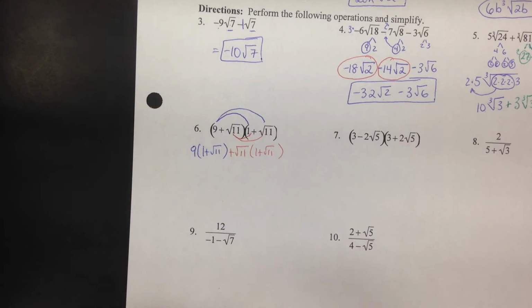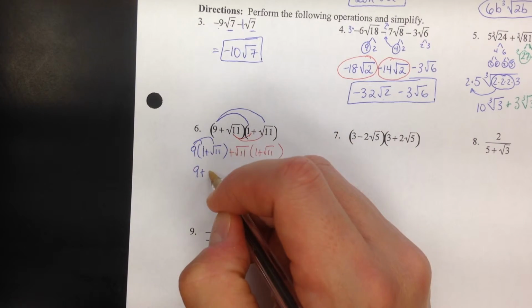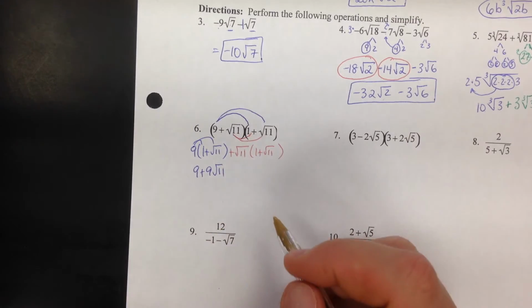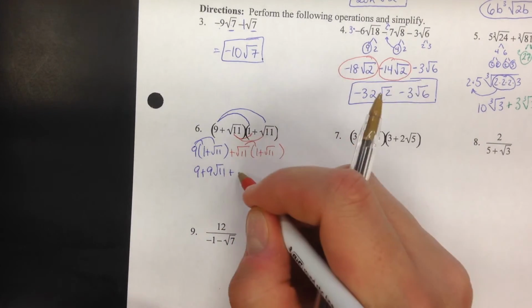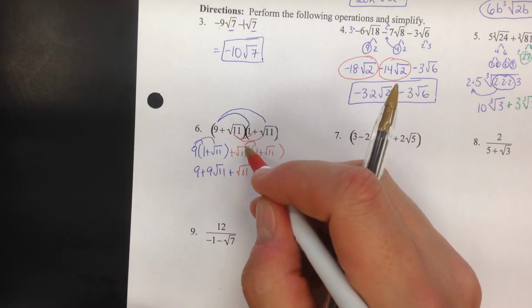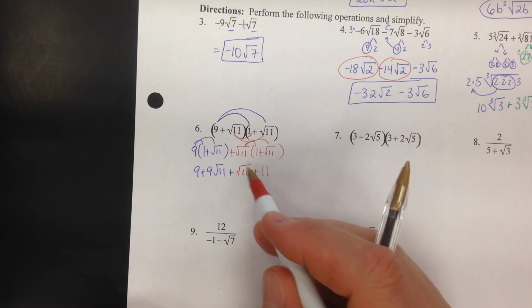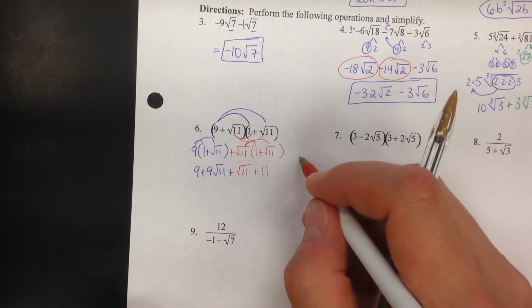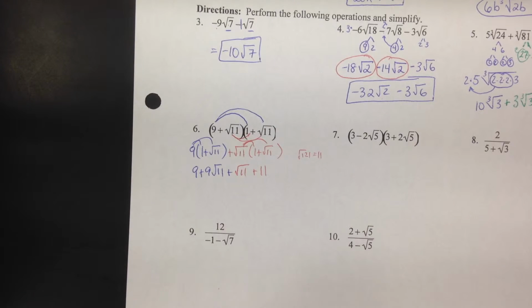Okay, so what happens here, I distribute. I'm going to get 9 plus 9 square root 11. Plus, over here, this becomes square root 11 times 1 is square root 11. Square root of 11 times itself is just 11. That would be the square root of 121. And the square root of 121 is just 11, so I'm going to substitute that.